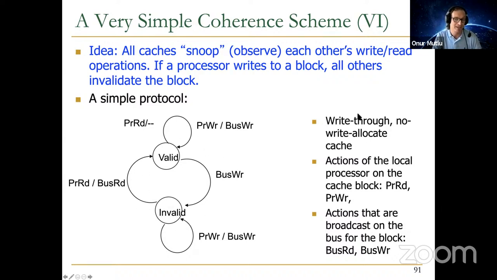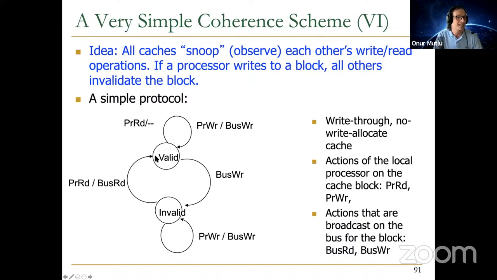For example, the caches need to be write through because of the way signals are defined over here. It has to be no write allocate because of the way, again, signals are defined over here. And the local processor can do a read or write to the block. As you can see, local processor is potentially doing read or write to the block. And whenever some other processor does a read or write to the block, that gets broadcast on the bus so that every other processor can execute the state machine for that given block.